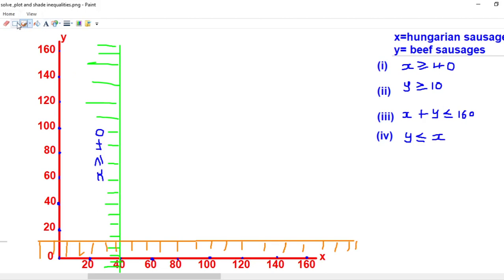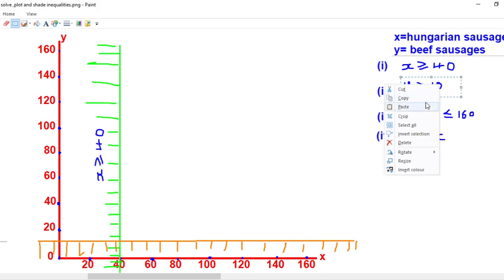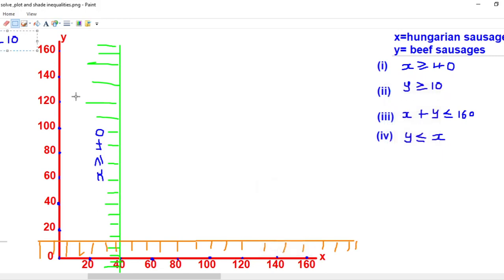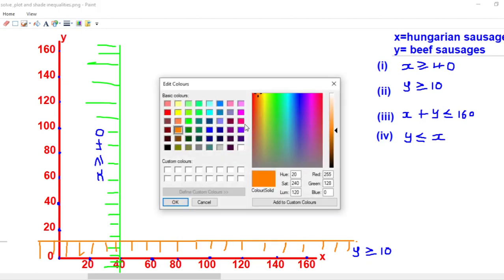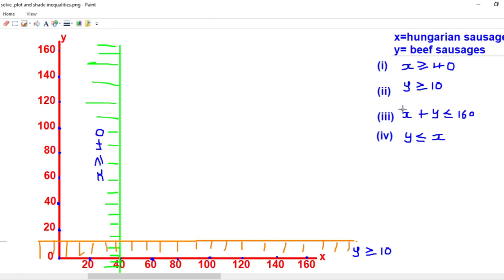Let me again get this inequality and just write it here to show that that's the region it is representing. Again, we can shade another one. We can use any color. Now let's just use a blue color. We can even use purple.